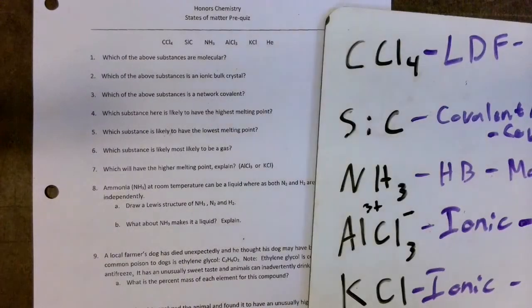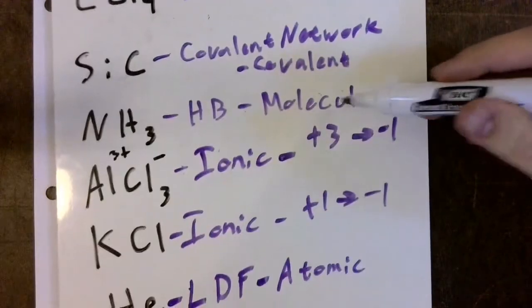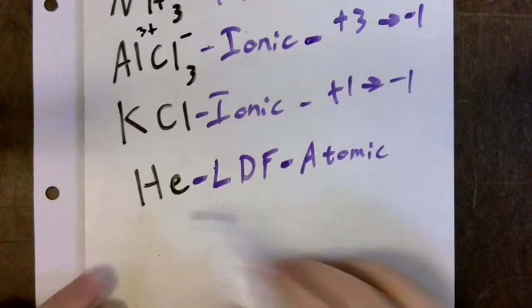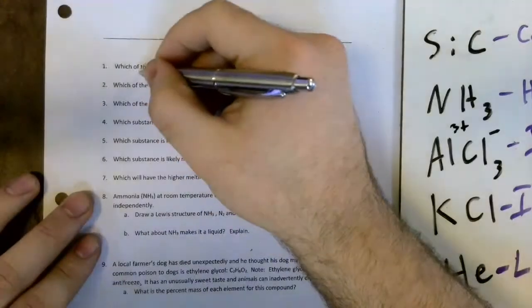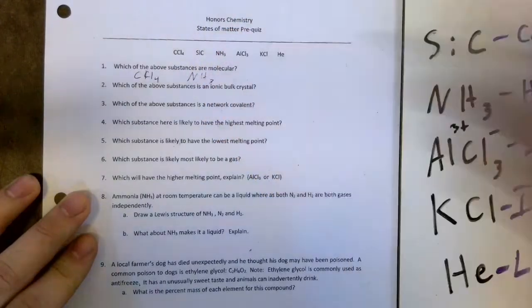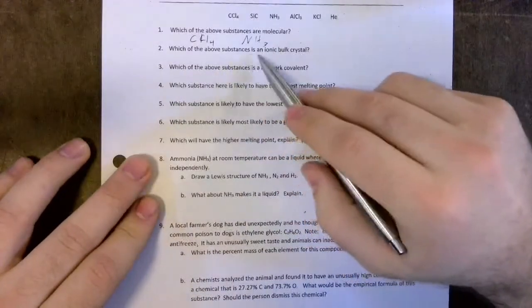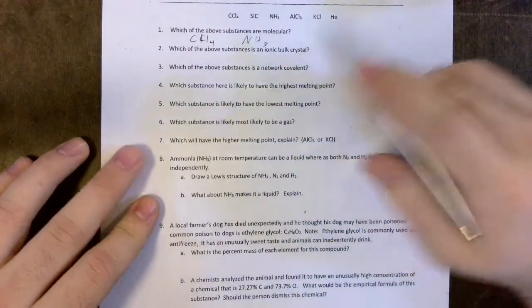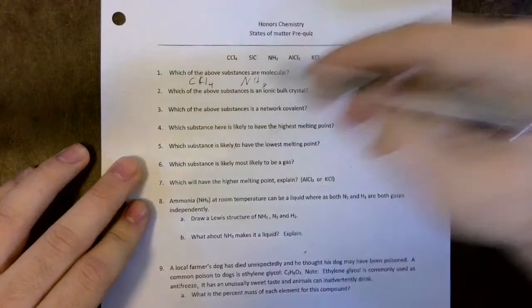Now we can come back and figure out which of the above substances are molecular. Well, we already figured that out. We've got CCl4 and NH3. We could say helium, but I prefer that's atomic. Which of the above substances is an ionic bulk crystal? Really just what's an ionic solid? That's going to be AlCl3 and KCl.